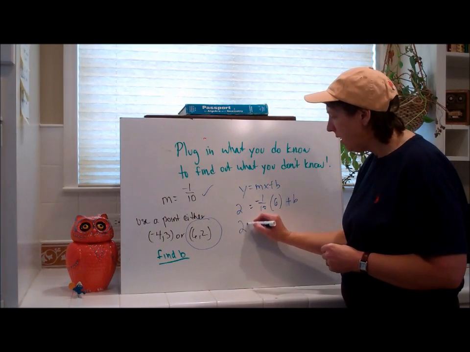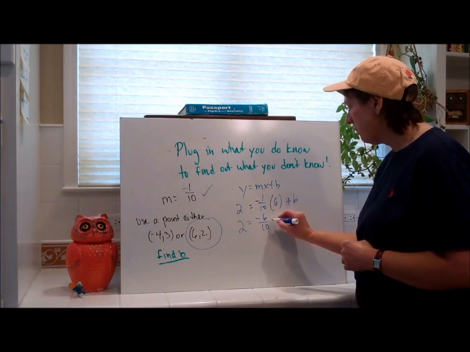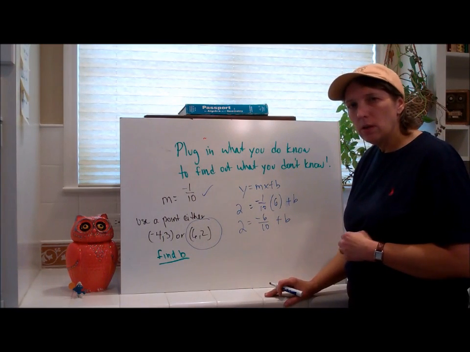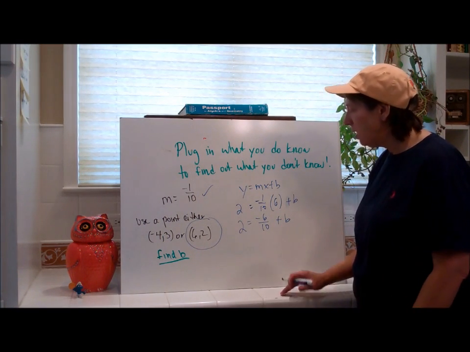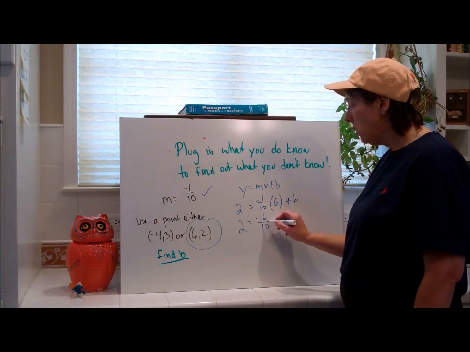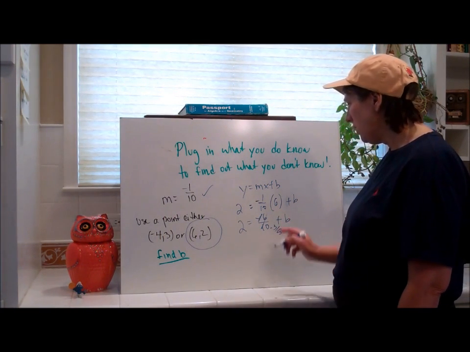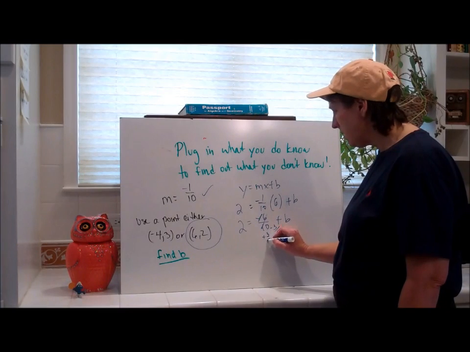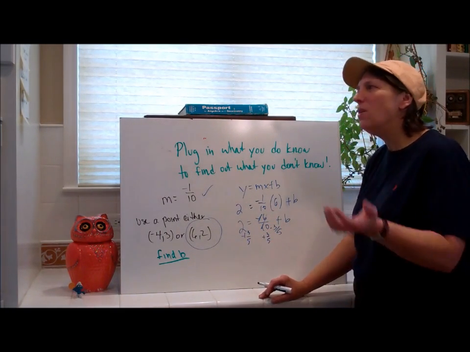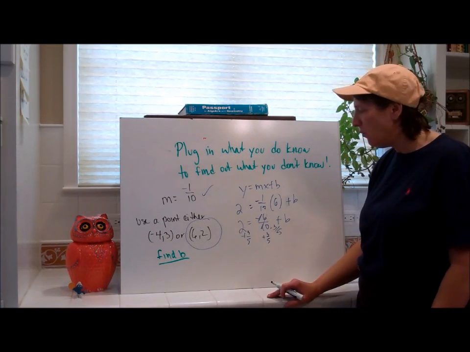Now I'm going to simplify. 2 equals, oh boy, look at that, negative 6/10 plus b. I could multiply through here and clear the fraction if I wanted to, or I can see, you know what, I'm going to simplify this first to what? Negative 3/5. And now I'm going to add 3/5 to both sides, but when I do that, I'm not going to make this a mixed number. And here's where you start to see how it makes more sense if you leave it as an improper fraction.